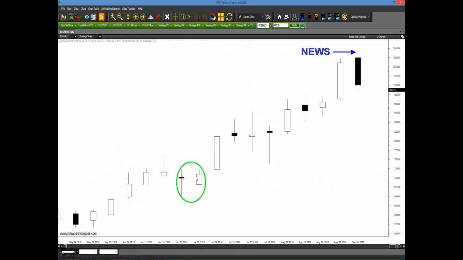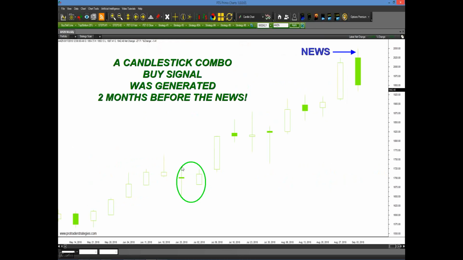If you had applied our candlestick combo, you would have seen that there was a candlestick buy setup right here. And if you applied the PET D, you would have seen that it was confirmed. So a good, I would say, 2 months before that news came out, the candlestick combo was generating a buy signal in Amazon, well before it was announced that it was going to be a $1 trillion company.